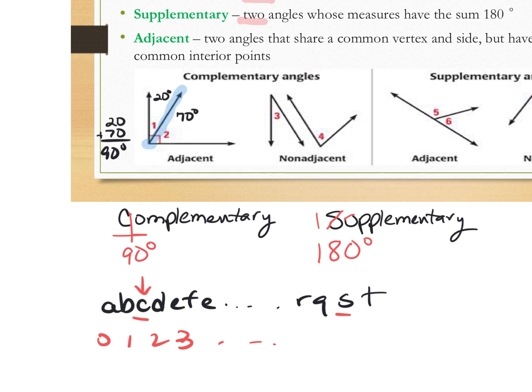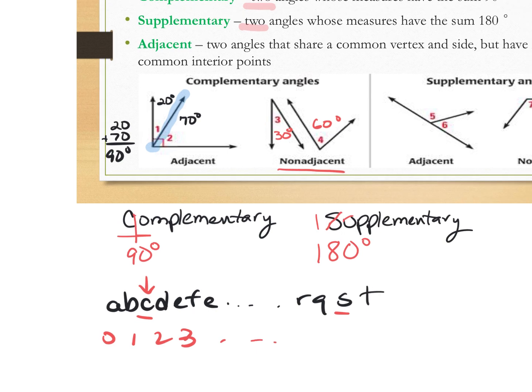Now, notice these two here in this picture, 3 and 4. These are non-adjacent, but if I tell you angle 3 is 30 and angle 4 is 60, they're still complementary angles because when you add them, they add up to be 90.